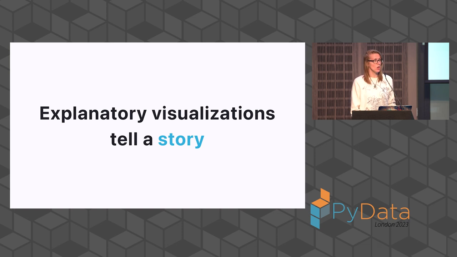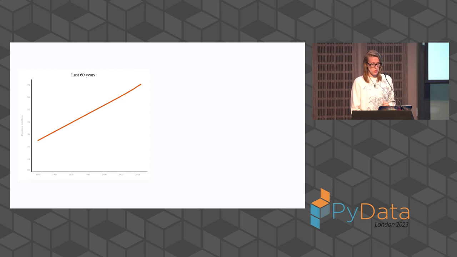Explanatory visualizations aren't just there to be pretty in your PowerPoint, they are there to support a point, because data is only valuable if given context. And while data may be objective, every decision that you make in how you present the data in your visualization shapes a different story. So if we look at this chart, for example, it shows population growth over time over the last 60 years. And we can see there's quite a bit of growth going on there.